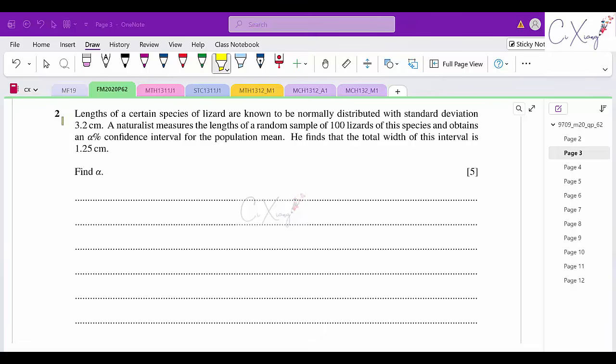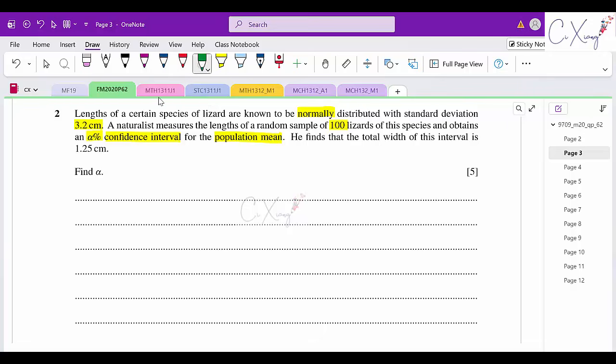Right, so question number 2. The lengths of a certain species of lizard are known to be normally distributed. I think you can highlight the keyword normally distributed, with a standard deviation of 3.2 cm. So 3.2 is the population standard deviation. And we have a random sample of 100 lizards. I'm using this random sample to get the alpha percent confidence interval for the population mean. So highlight the keywords confidence interval and population mean. He finds that the total width of the interval is this value, and we need to find alpha.